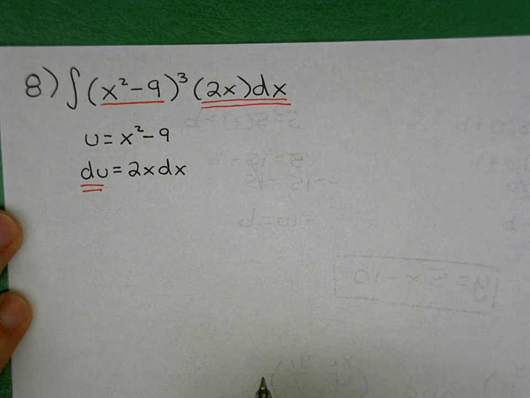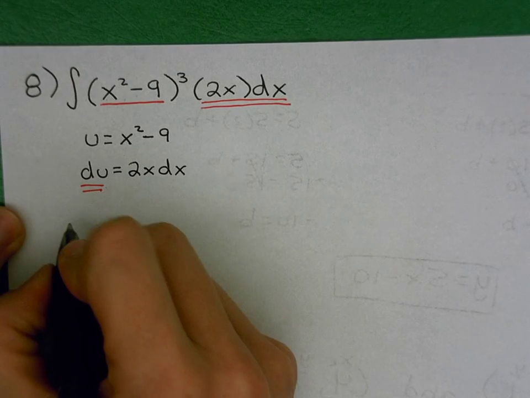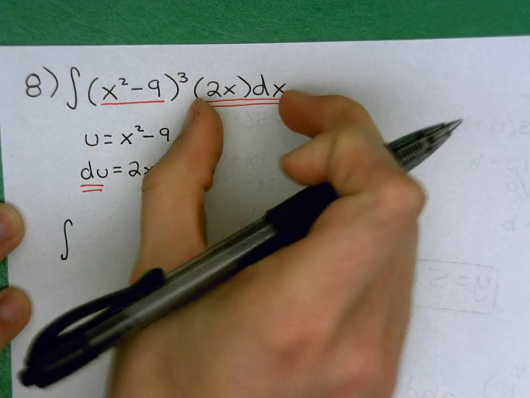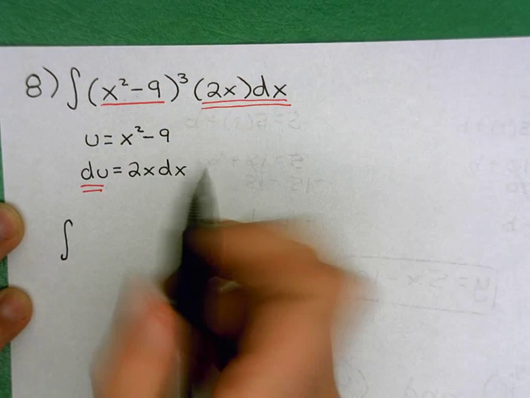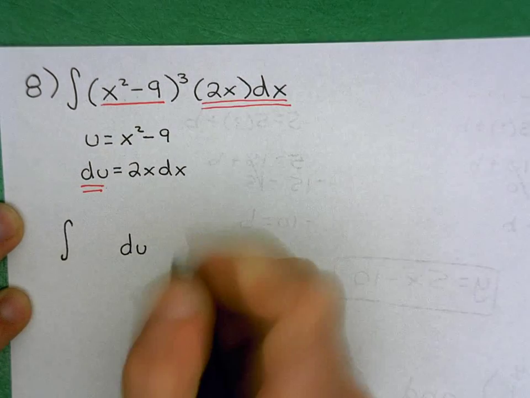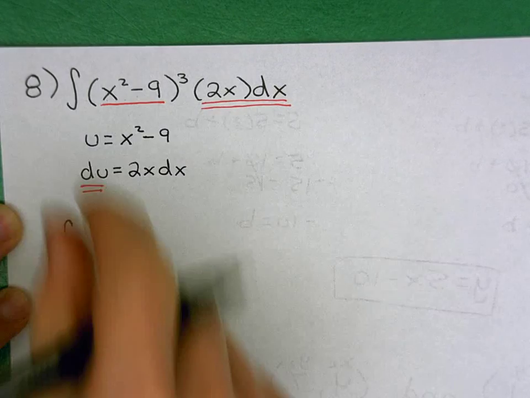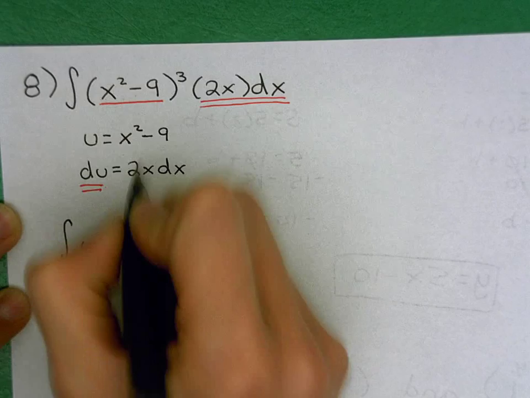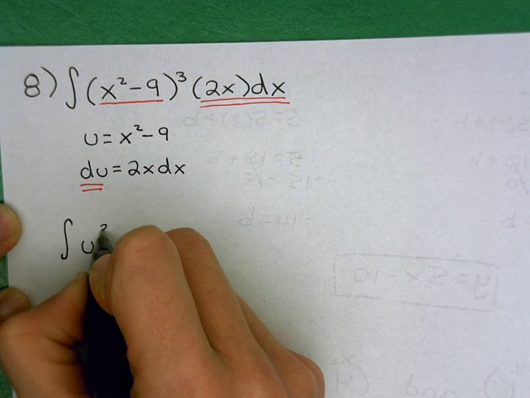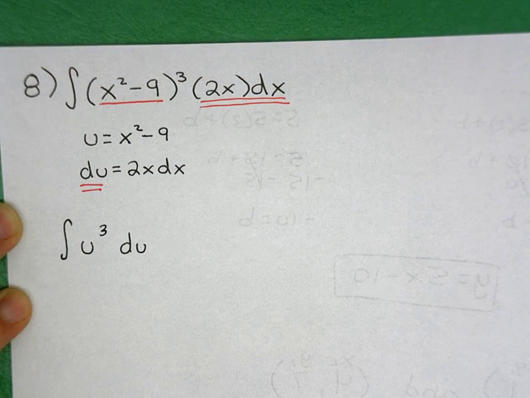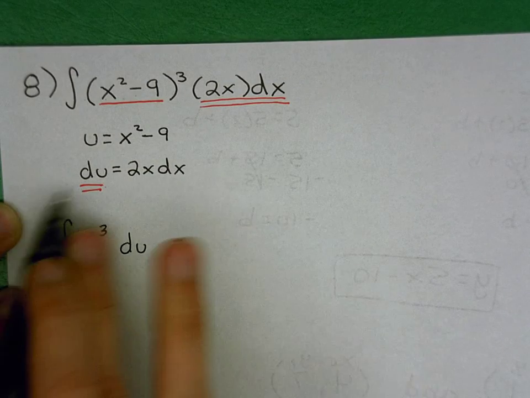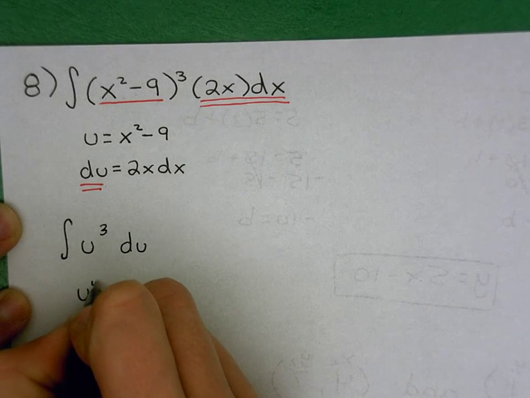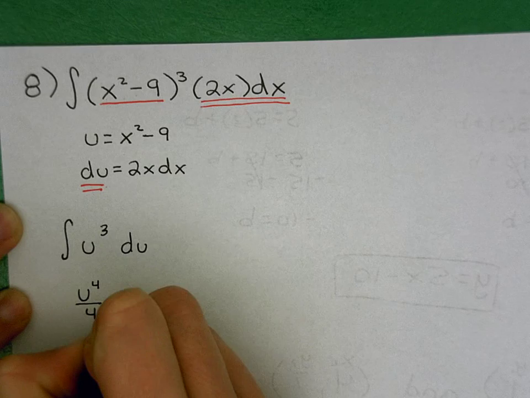Now that we've identified our u and our du, we're going to go ahead and substitute. This 2x dx is going to come out, and I'm going to put du in its spot. This x squared minus 9 is going to come out, and I'm going to put u in its spot. And then that cube, because it was never in either my u nor my du, that cube's going to stay. Now we've got a simpler problem, and we can apply the power rule to it. We're going to add 1 to the exponent and divide by the new exponent.